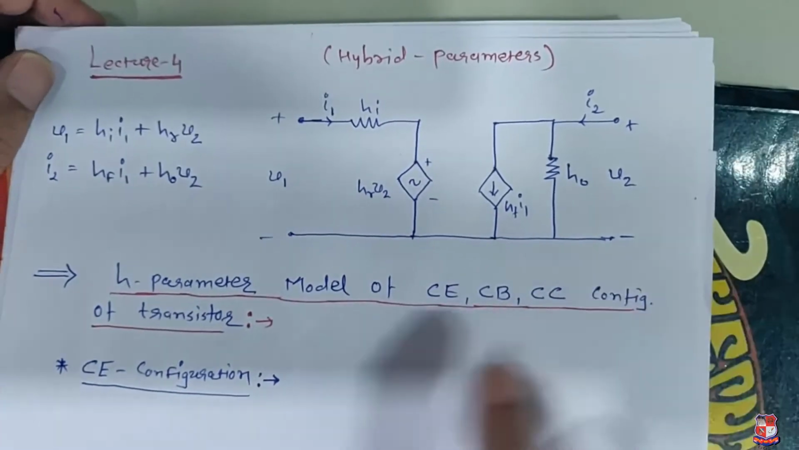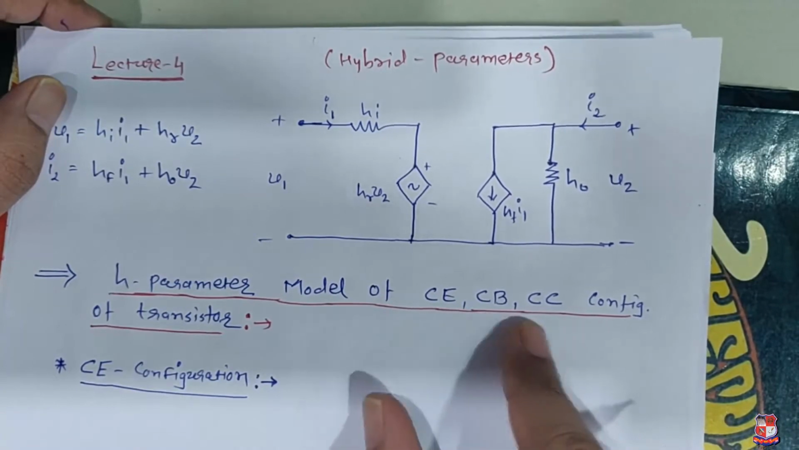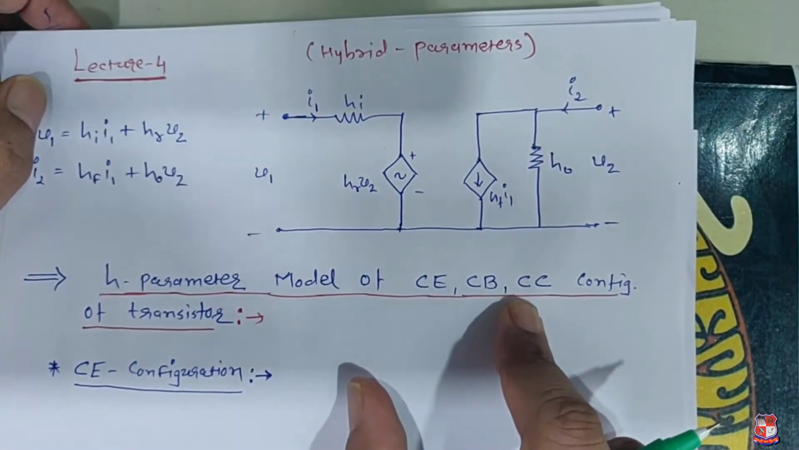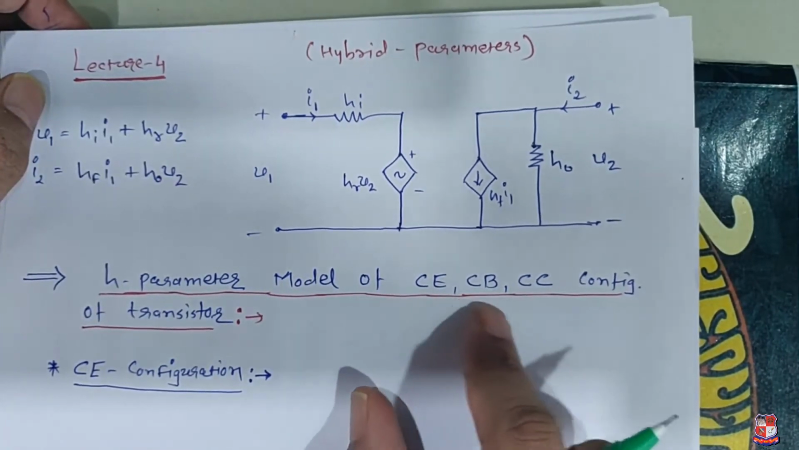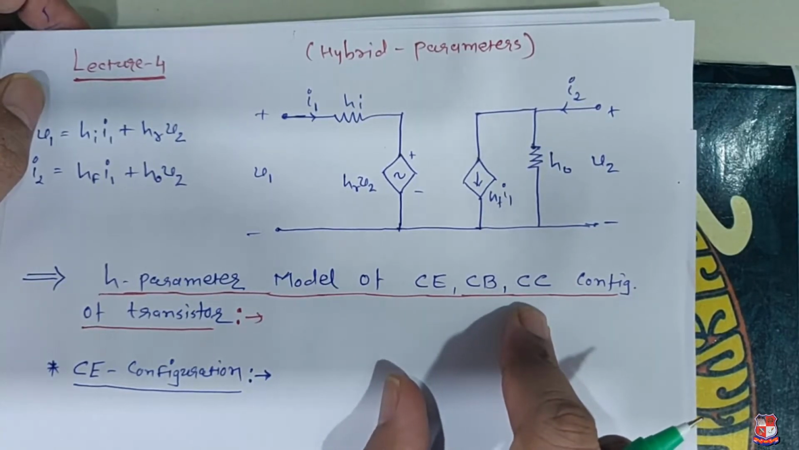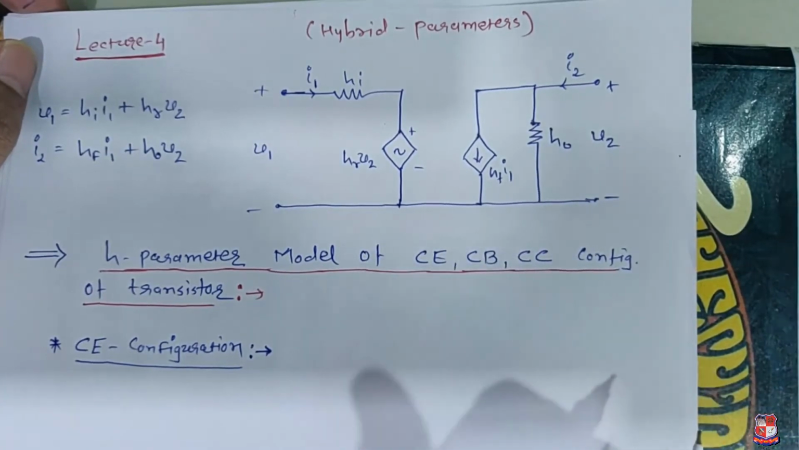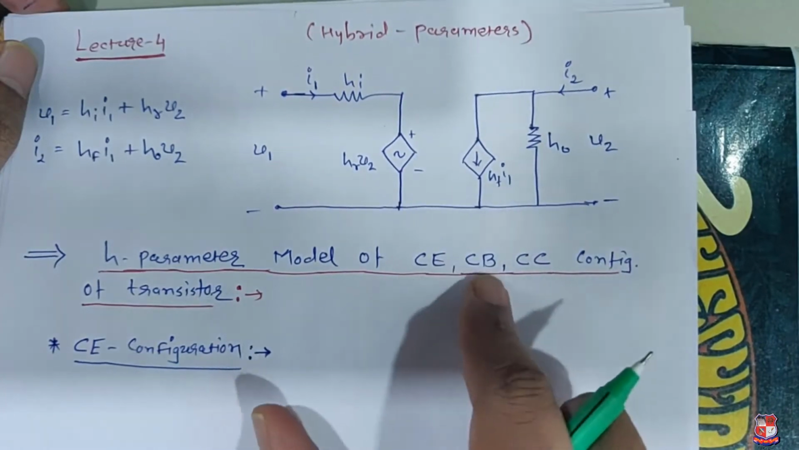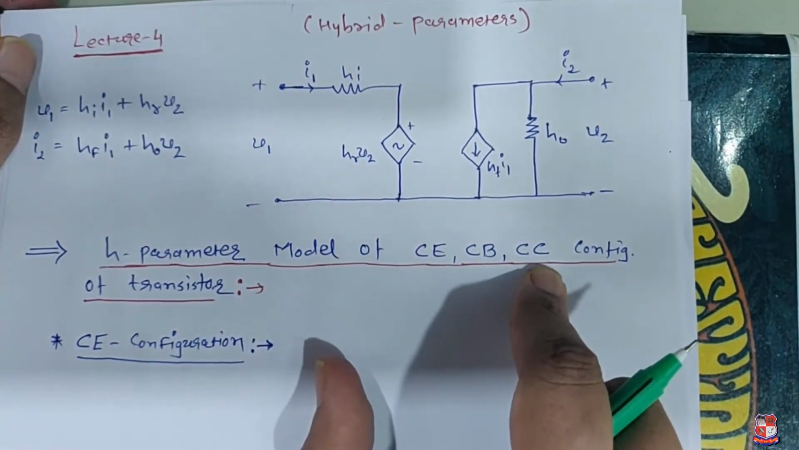Now we are going to discuss the H parameter model for specific configuration of the transistor. As we know, we can configure or connect our transistor in 3 different configurations: CE, CB and CC. That means common emitter, common base and common collector configuration. So how can we draw an H parameter equivalent model in a particular configuration? Today we have to learn these things. So let's get started.